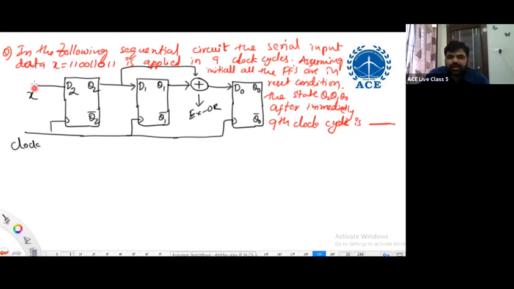So X is not derived from the state. X is supplied externally, bit by bit serially. At every clock cycle, we are supplying. Then what is the state Q2, Q1, Q0 after the ninth clock cycle?